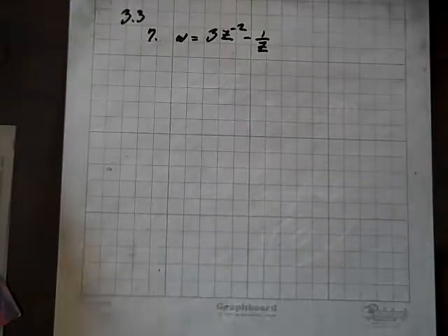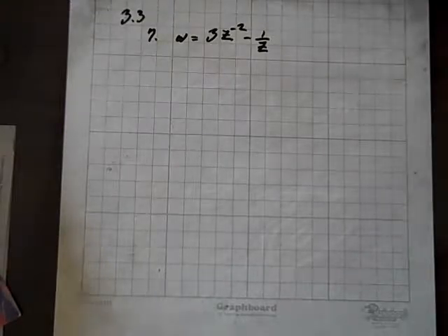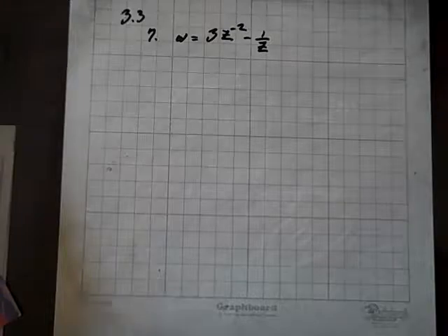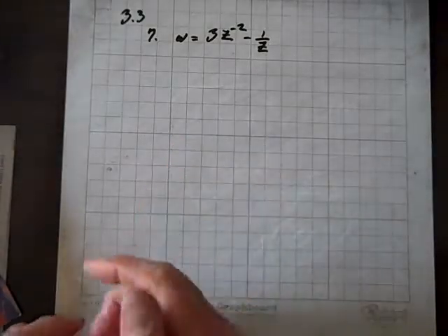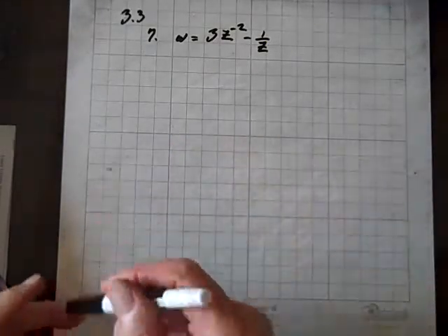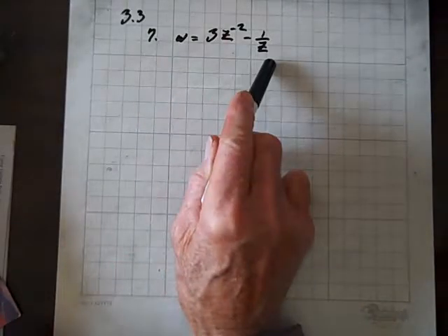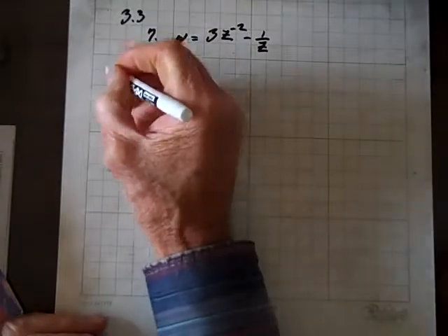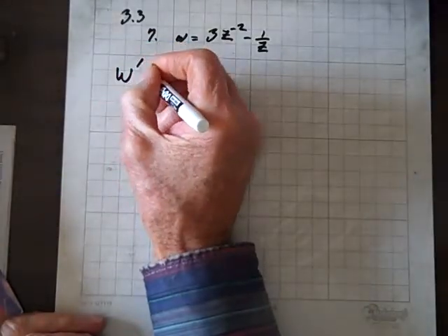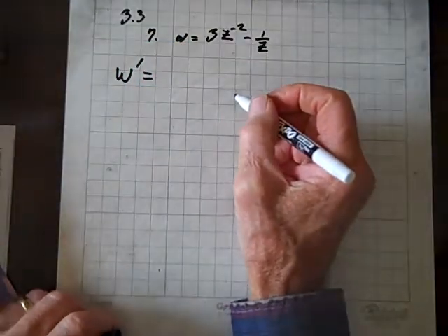Okay, now we're on section 3.3, and we've been given the product rule and power rule and quotient rule for finding derivatives. So we're asked to find the first and second derivative of this function. So let's see, w prime equals, and using the product rule.